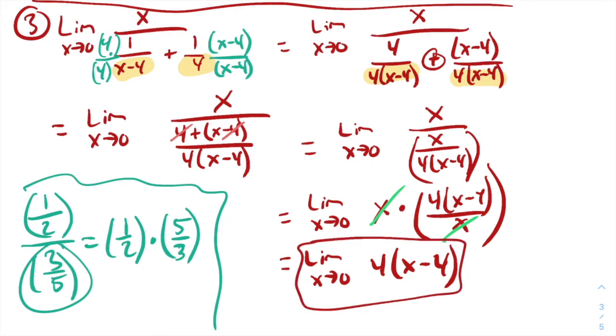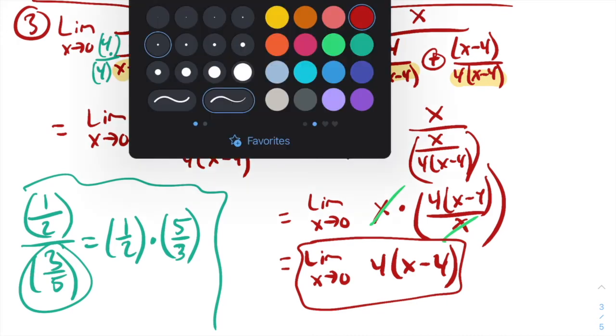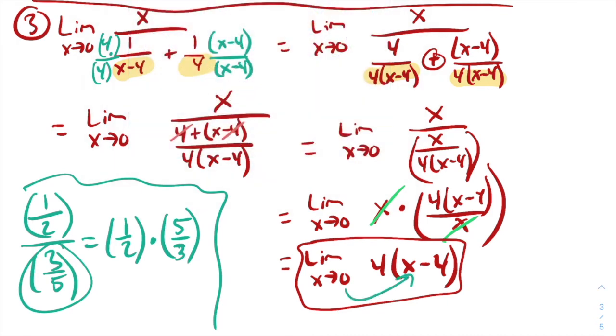It took a little bit of work in terms of working with the fractions, but now all I need to do to wrap this problem up is direct substitution. Plug that 0 in, and if we do that, we're going to end up with 4 times negative 4, which is negative 16, for our final answer for problem number 3.